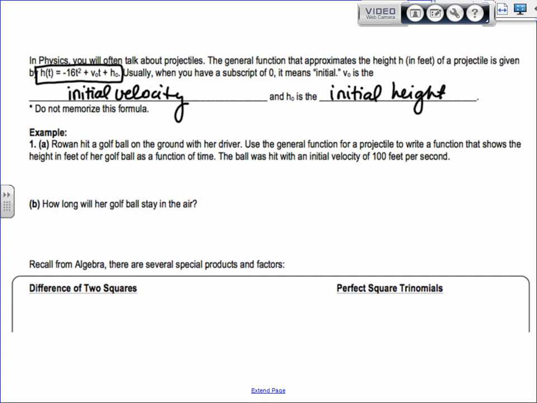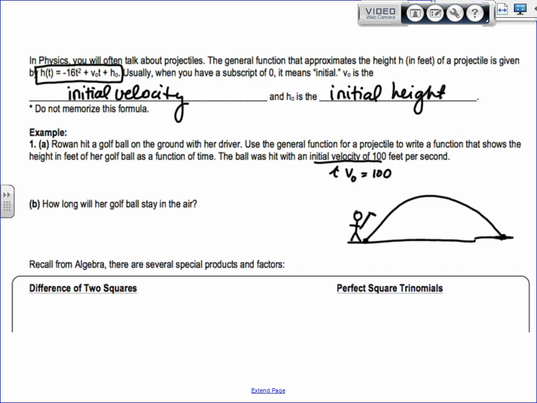In this first example, it says Rowan hit a golf ball on the ground with her driver. We have a little Rowan here, golfing. Looks like she's holding a club. She's going to hit it, and it's going to go up and then down, and land over here. We want to find the height as a function over time, and the ball was hit with an initial velocity of 100. So v₀ is equal to 100.